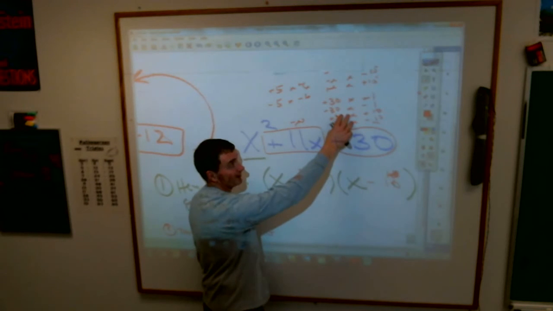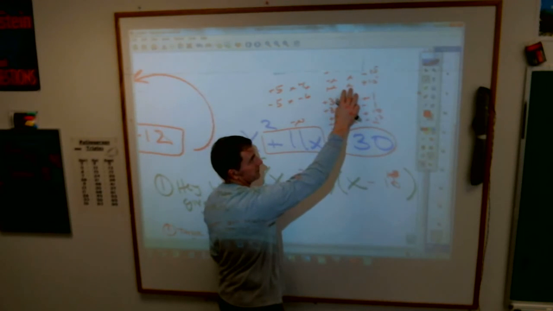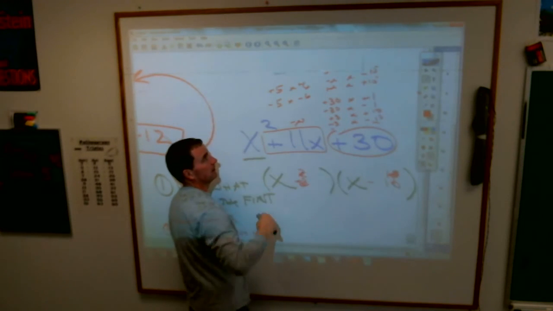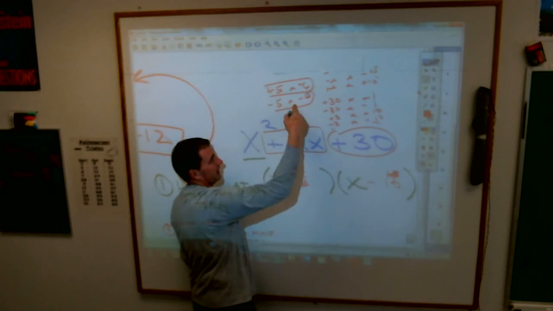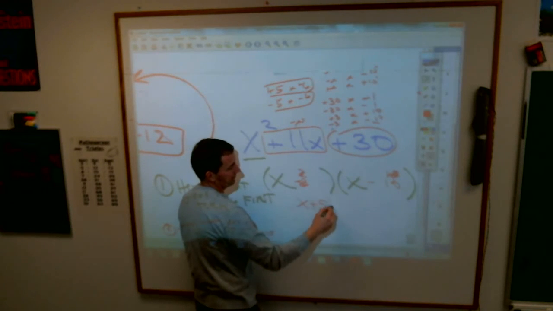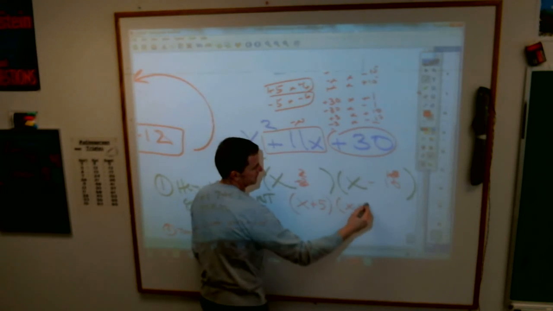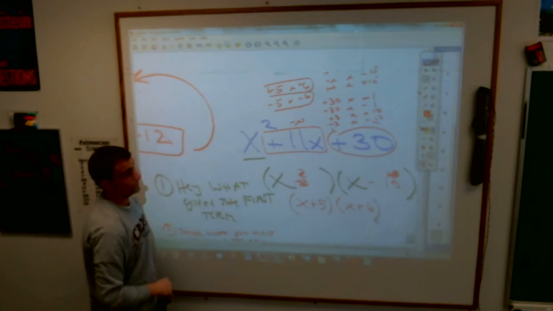You could do 30 and 1, but that's going to give you 29. Or actually, that's going to give you negative 31. This one's going to give you positive 31. Put that together, you're going to get 17 or negative 17. Put this together, I get negative 11. Put this together, I get positive 11. So it has to be x plus 5 times x plus 6. And those could be flip-flopped. You put the 6 there and the 5 there, it doesn't matter. But that's the only combination.